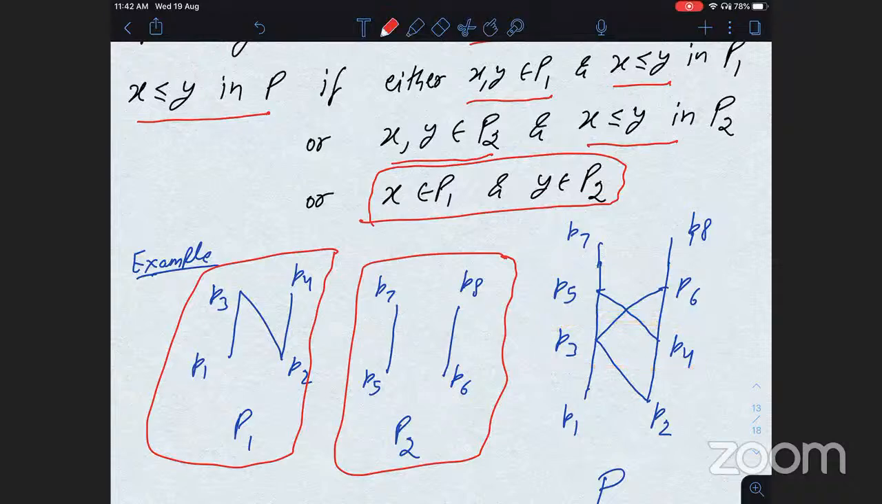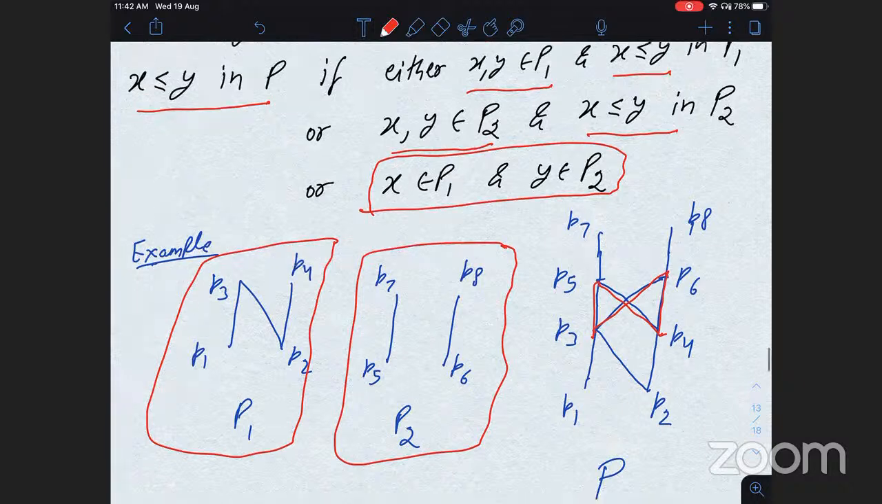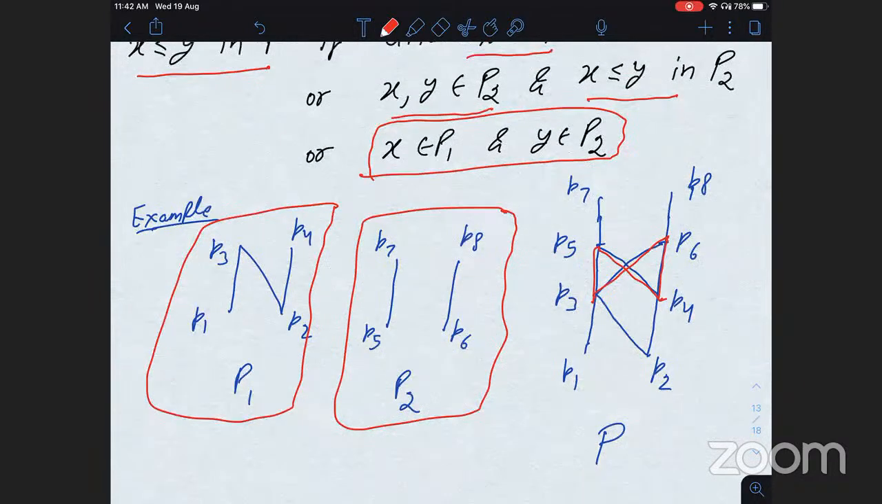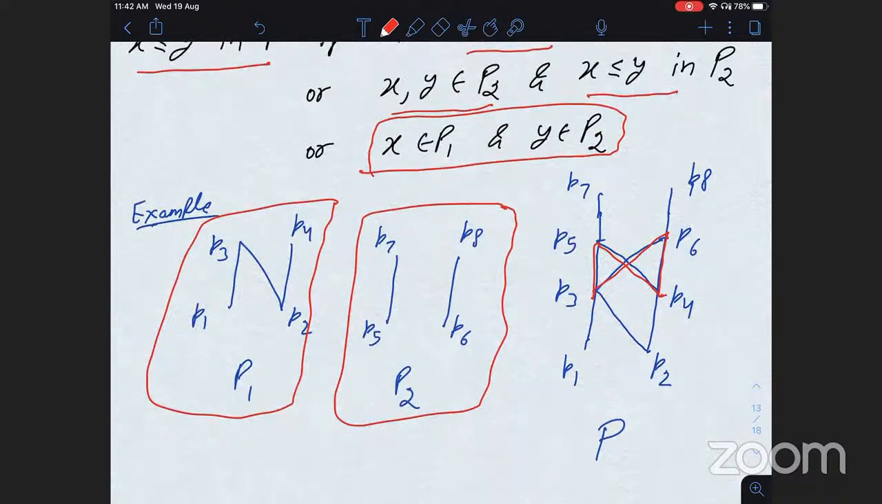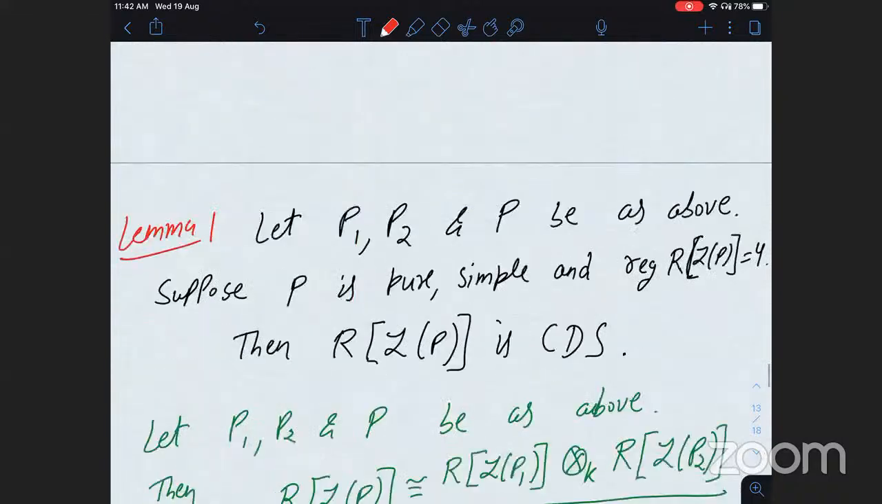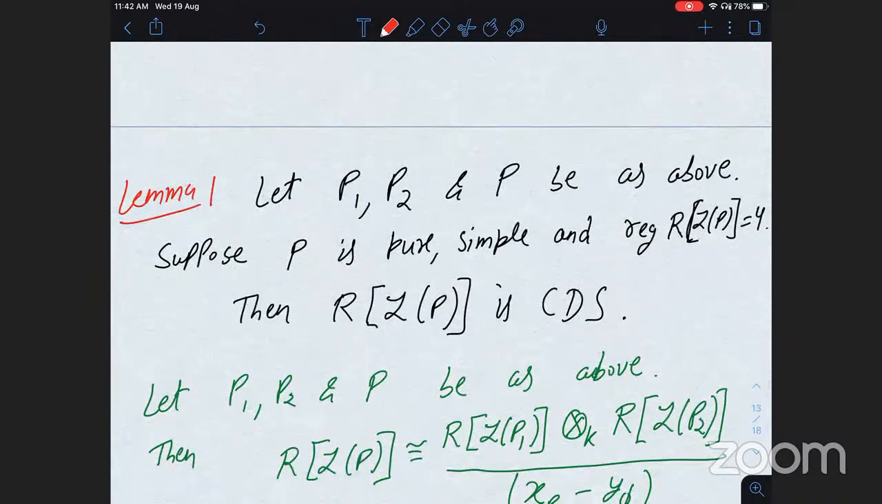Note that there is an edge from P3 to P6 and P3 to P5. So P3 is the maximal element of P1, and P5 and P6 are the minimal elements of P2. And there is an edge from the maximal element P4 to all the minimal elements of P2. So yeah, this is how my P will look. And this is actually very important. The way of defining the poset P is very important for the proof of the conjecture in our case. Okay. So now a lemma.